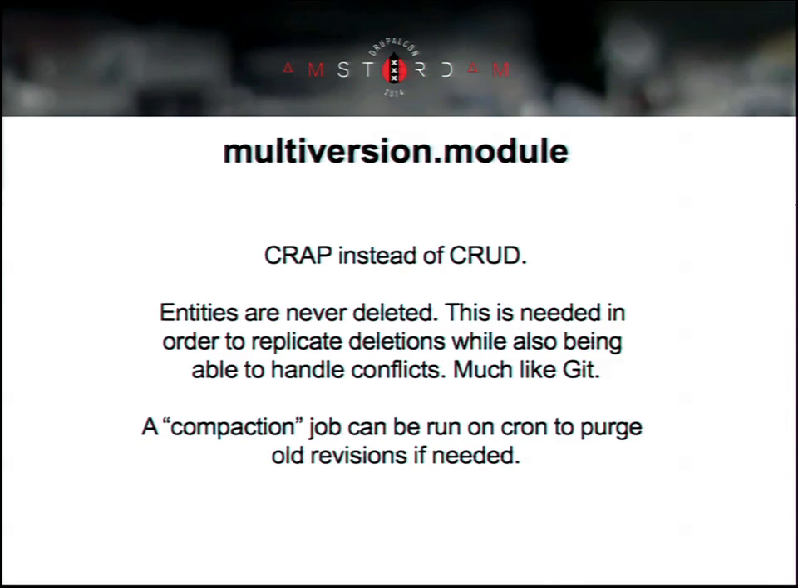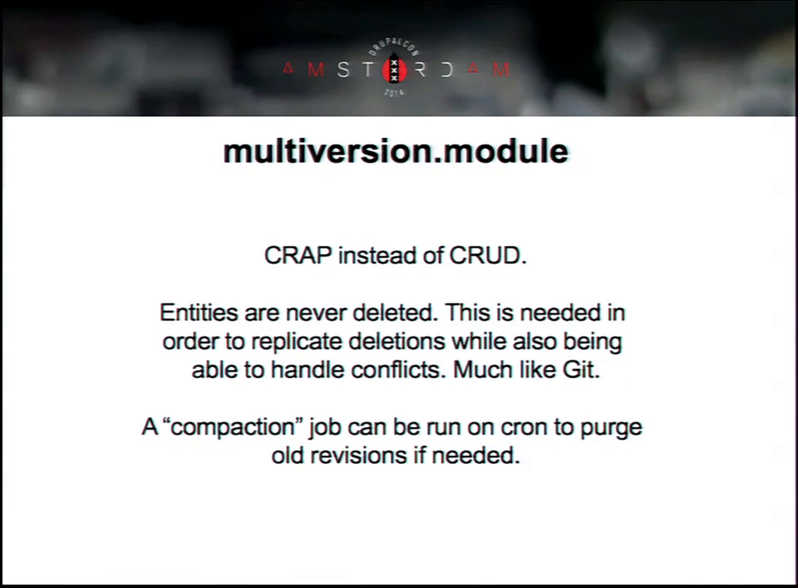We need to do this. We need to avoid deleting entities so that we can handle conflicts, so that we can accurately replicate changes, very much like Git does it. If you delete a file with Git, it's actually never deleted. It's just saved as a new revision with a deleted flag set to true.